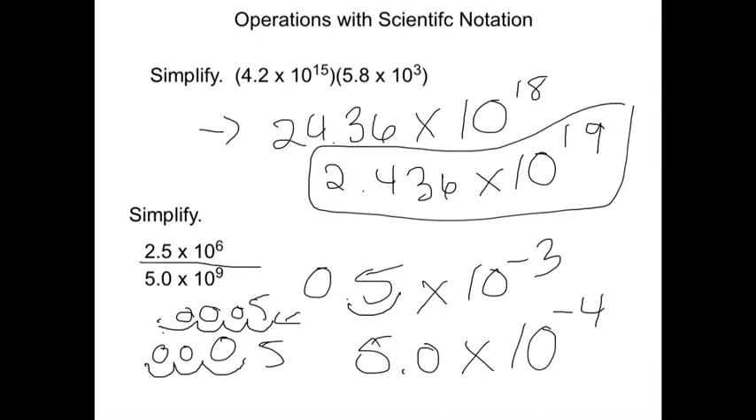So if you were ever stuck as to whether to add 1 or to subtract 1 from your exponent, then just write out the number. The rule is if you go 1 space to the left, you add 1 to the exponent. And if you go 1 space to the right, you subtract 1 from your exponent.